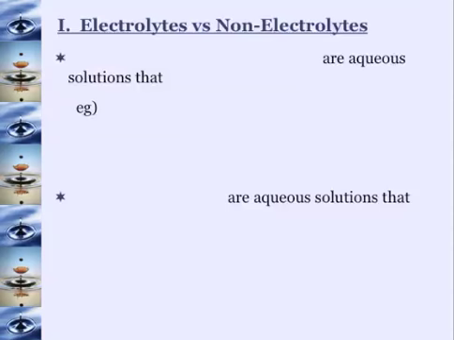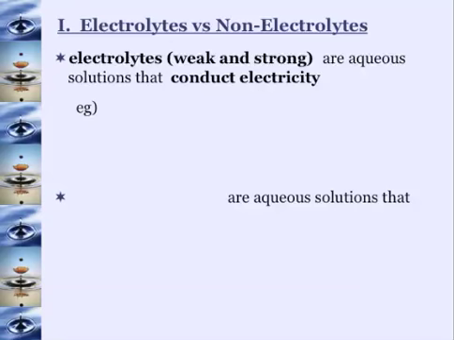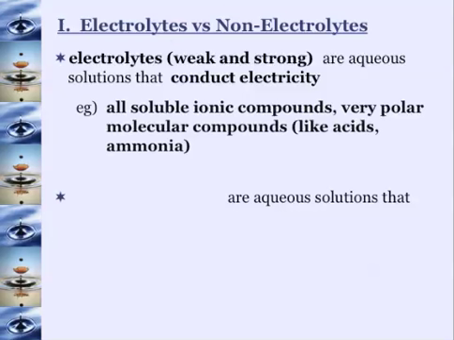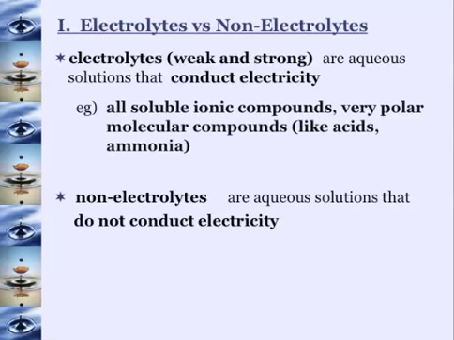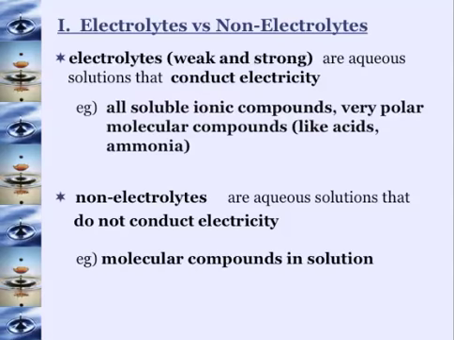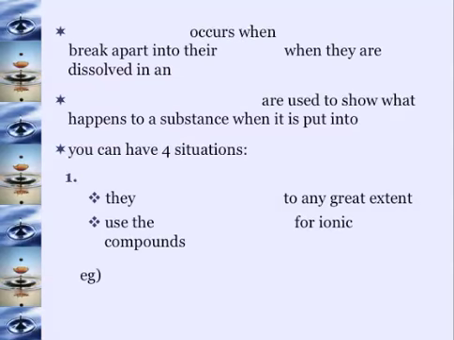So electrolytes versus non-electrolytes. Electrolytes, weak and strong, are aqueous solutions that conduct electricity. For example, all soluble ionic compounds, very polar molecular compounds like acids and ammonia, okay? Where non-electrolytes are aqueous solutions that do not conduct electricity. For example, we have molecular compounds in a solution.